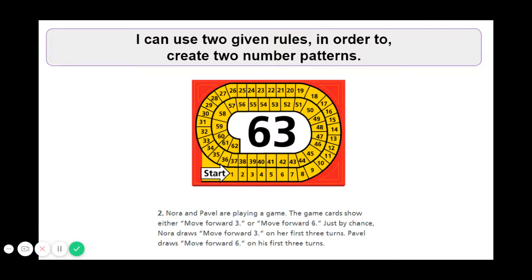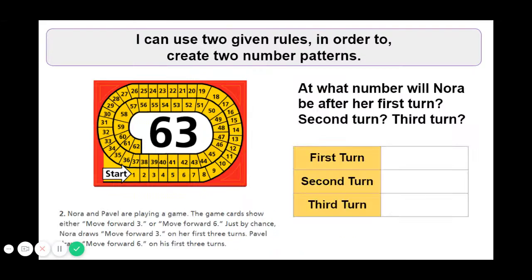All right, let's look at this one. It says Nora and Pavel are playing a game. The game cards show either move forward 3 or move forward 6. Just by chance, Nora draws move forward 3 on her first 3 turns. And Pavel draws move forward 6 on his first 3 turns. I need to know what number Nora will be after her first turn, her second turn, and her third turn.